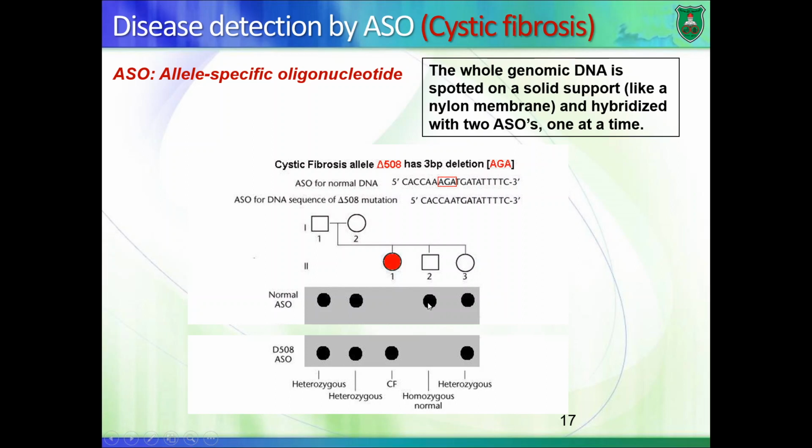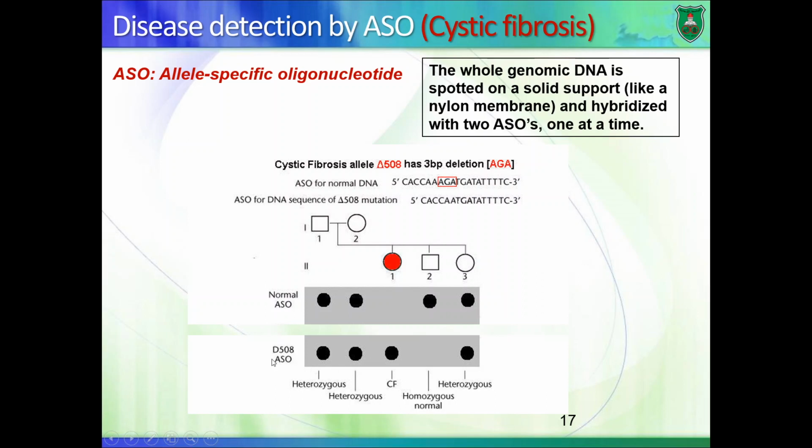And we add, for the first piece of paper, the allele specific oligonucleotide for the normal DNA sequence that does not have the deletion. We have a signal here, a signal here. There is no signal right here. There's a signal here and a signal right there. What this means is that the father has the normal allele, the mother as well. Now this child does not have the normal allele. This boy has the normal allele, and this girl also has the normal allele.